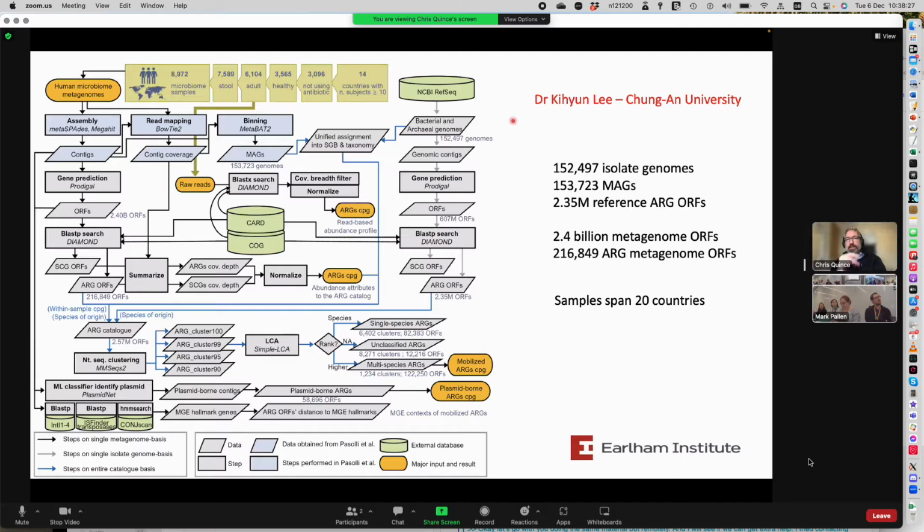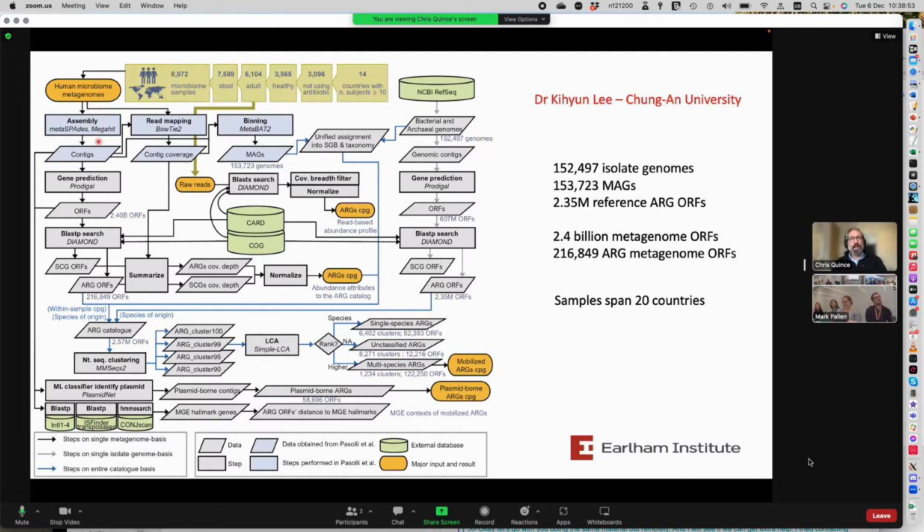So the bioinformatics here was actually done by somebody called Hyun Lee, who's in South Korea, who I've been collaborating with for the last couple of years. And yeah, if you thought metaWRAP was complicated, then this is a super complex bioinformatics pipeline. But it's the sort of thing that is necessary for these large-scale analyses.